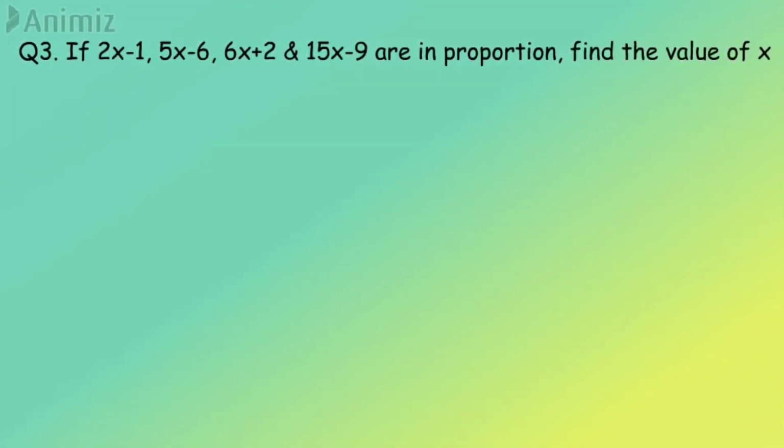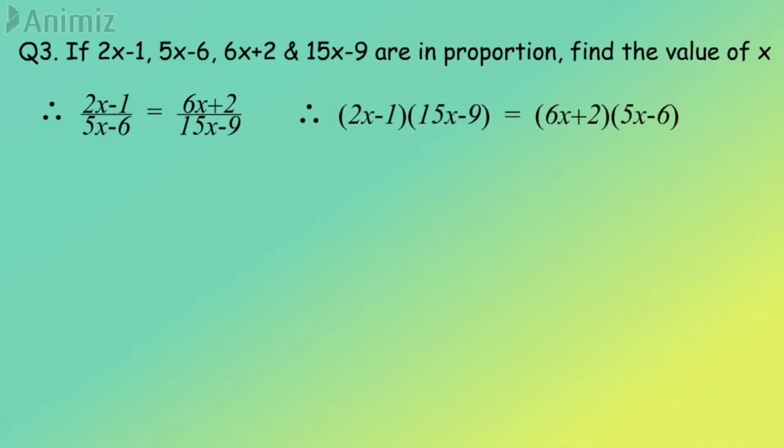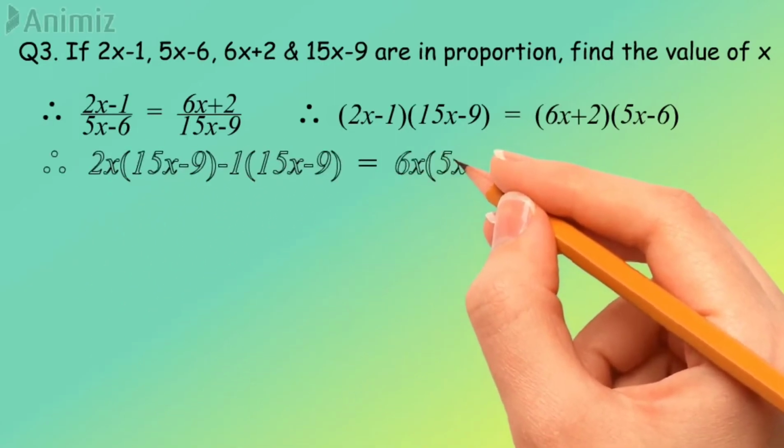Now students, just see the next sum. 4 terms are given: 2x minus 1, 5x minus 6, 6x plus 2 and 15x minus 9. They are in proportion. You are asked to find the value of x. First, arrange all the 4 numbers in the proportion. Now cross multiply. On cross multiplication, your 2x minus 1 will get multiplied with 15x minus 9 and 6x plus 2 will get multiplied with 5x minus 6. Now expand both the side. Yes, like this you have to expand.